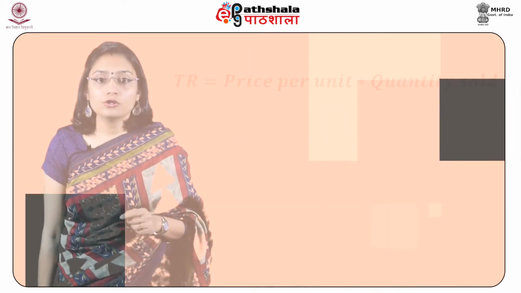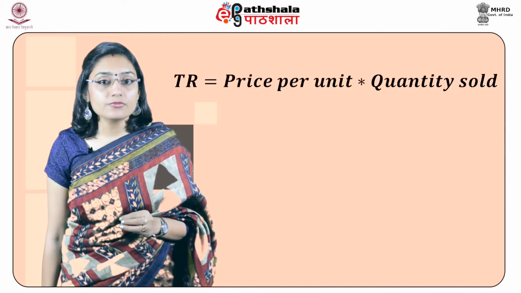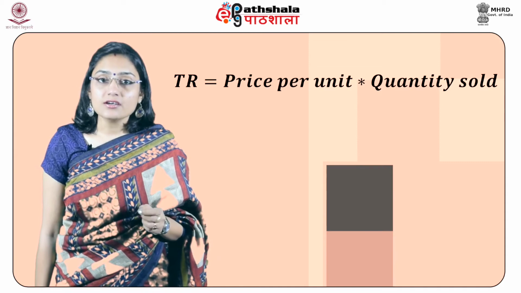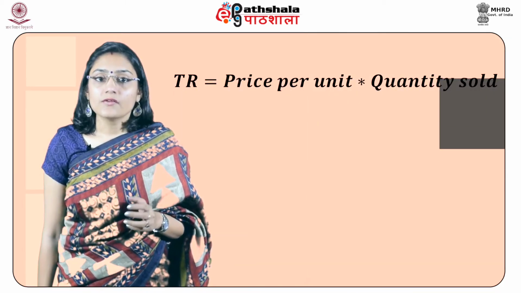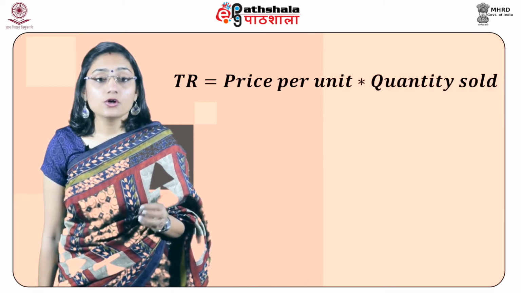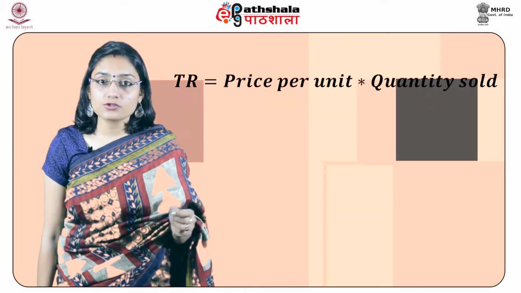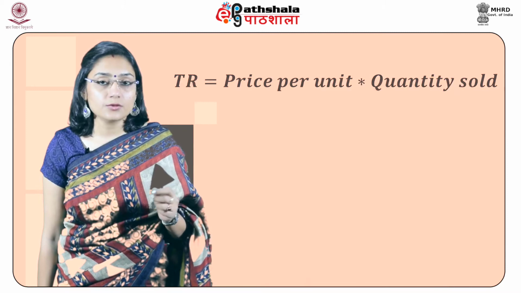Total revenue. Total revenue is defined as the total amount of money which a firm receives after selling its output in the market, where TR equals price per unit times quantity sold. The above formula shows that total revenue can be calculated by multiplying the price per unit of the output by the number of units of the output sold in a particular period.